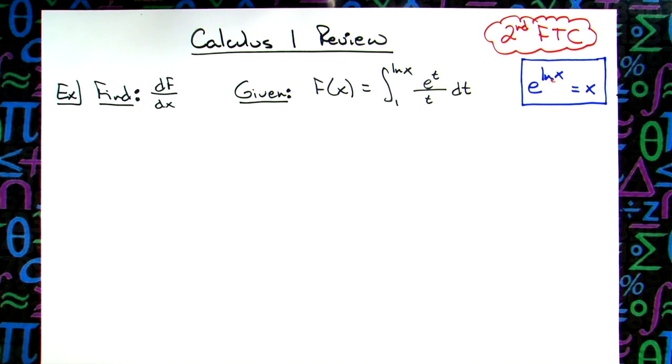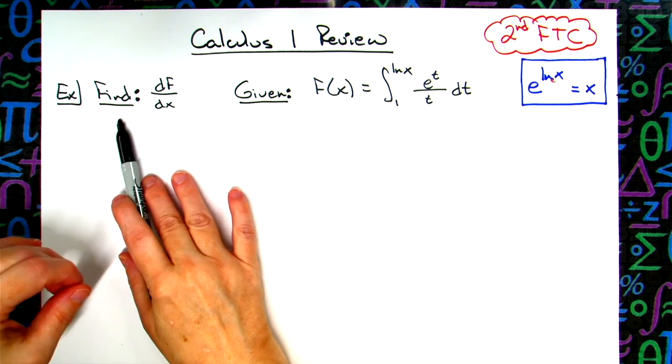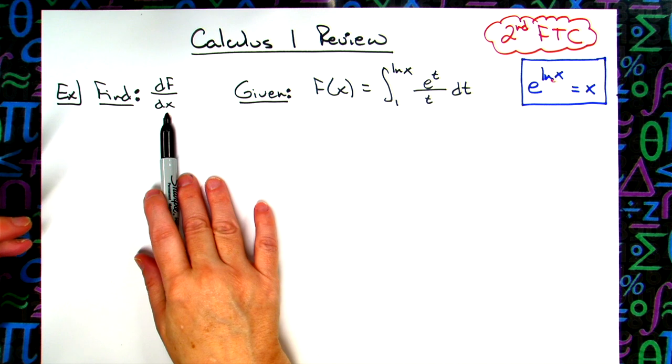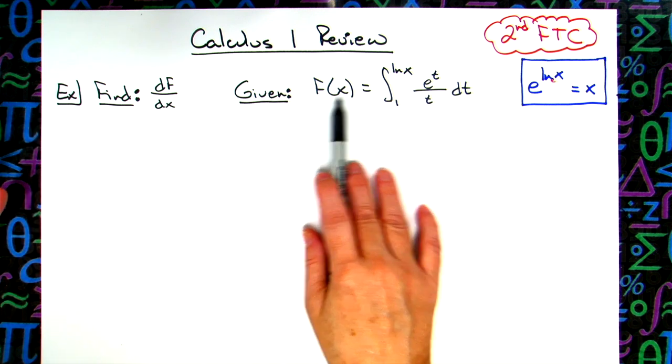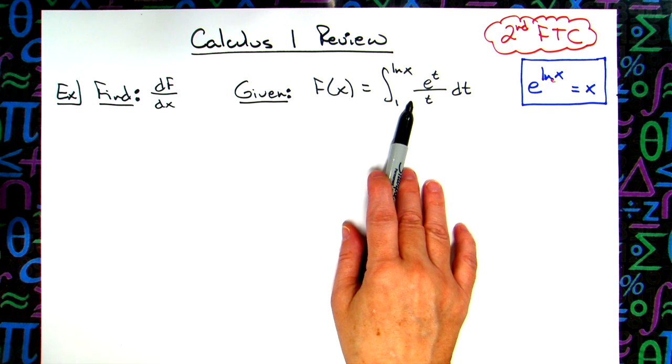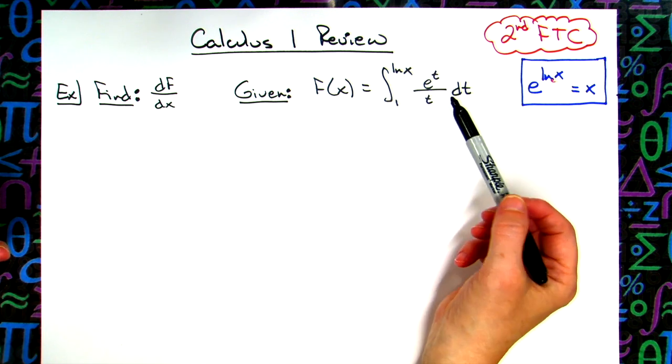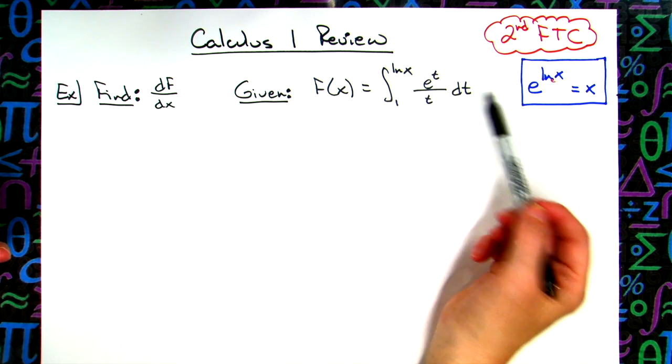In this video, we're going to be doing a basic Calc 1 review question that deals with the second fundamental theorem of calculus. Here they're asking us to find df/dx. So we're asked to find the derivative of this function. This function happens to be an integral, running from 1 to the natural log of x of e to the t all over t dt.